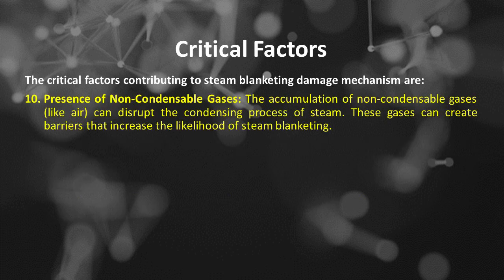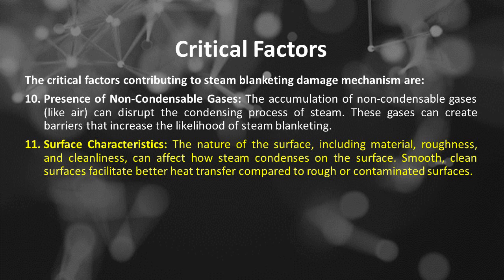Number 10 is presence of non-condensable gases. The accumulation of non-condensable gases, like air, can disrupt the condensing process of steam. These gases can create barriers that increase the likelihood of steam blanketing. Number 11 is surface characteristics. The nature of the surface, including material, roughness, and cleanliness, can affect how steam condenses on the surface. Smooth, clean surfaces facilitate better heat transfer compared to rough or contaminated surfaces.